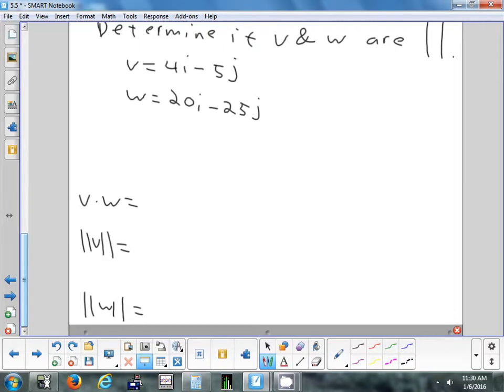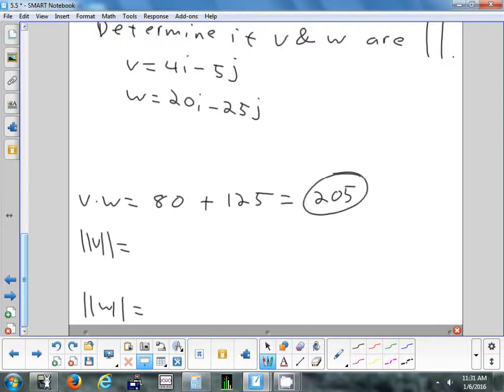All right, so we've got to find our dot product, length of V, length of W. My dot product is going to be 4 times 20. Jacob, what's 4 times 20? 80. Yep, 80. And -5 times -25 is 125. When we add those up, what's 80 plus 125? 205.